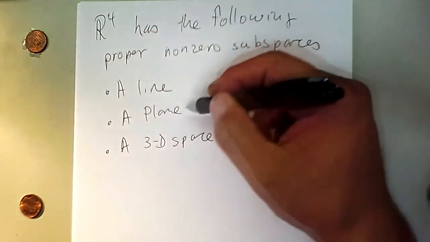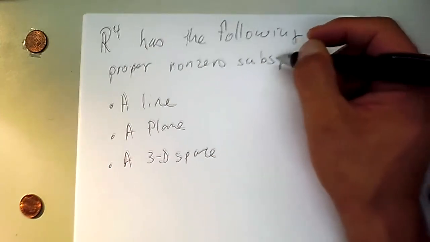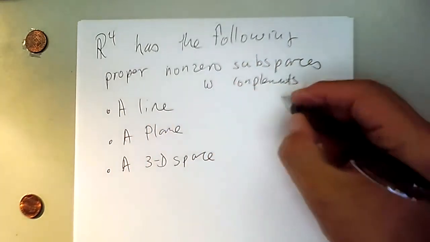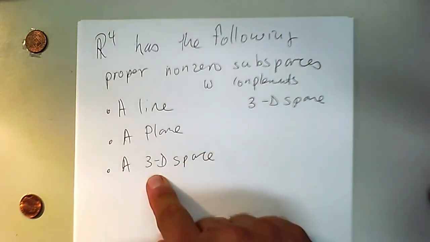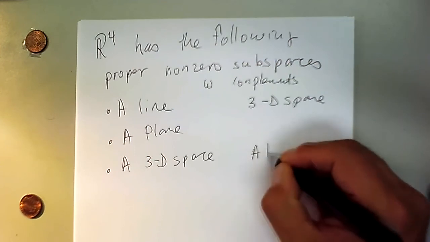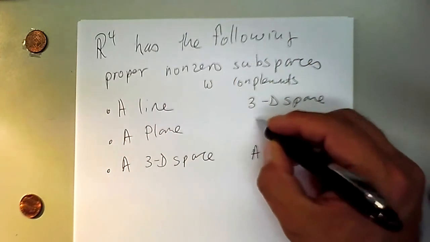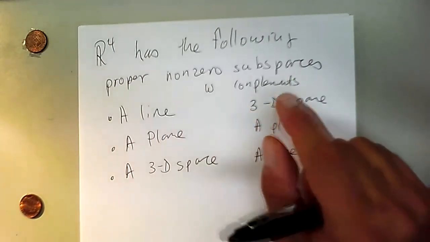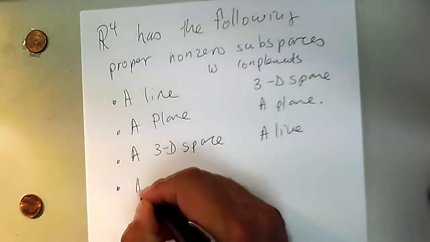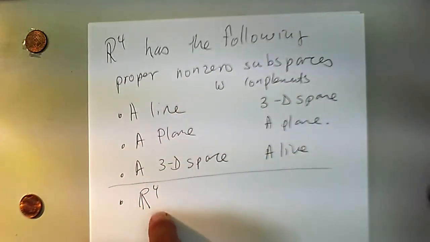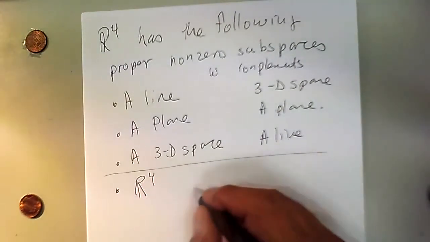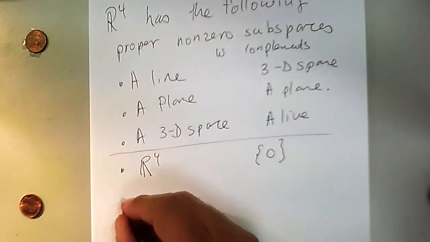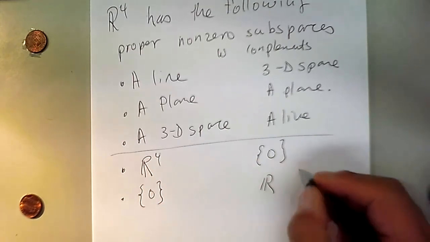So those are three separate cases, with their corresponding complements. The complement of a line is going to be a three-dimensional space, 3D space. The complement of a 3D space is going to be a line. So we can make a table. And the complement of a plane is another plane. The complement of a plane is a plane. Now, might just as well add two more cases. What is the complement of R to the 4, which is sort of a different case because that is not a proper non-zero case? Its complement is going to be just the set with zero in it, the zero vector. And vice versa. If you start with zero, its orthogonal complement is going to be R to the 4.